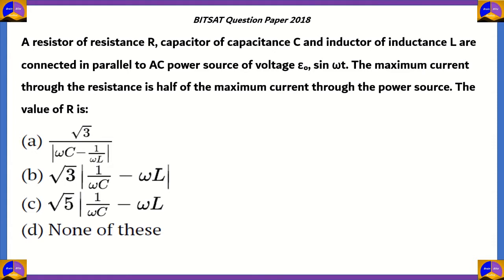So therefore, if you were to look at our options, you can see that option A is the correct answer to this question, and we did that by just using the relation given in the question and putting in the values for maximum current through resistance and maximum current through the power source, which is I_R squared equals (I_C minus I_L) the whole squared. So putting those values, we get option A. That is the correct answer.